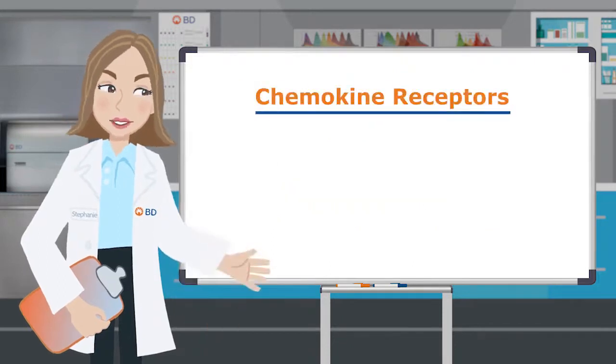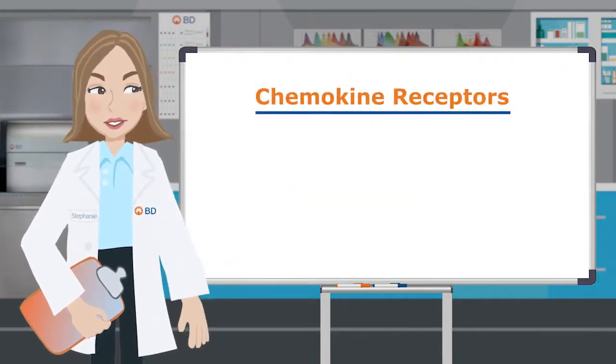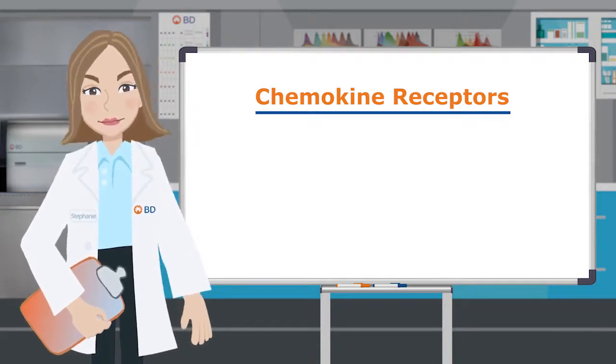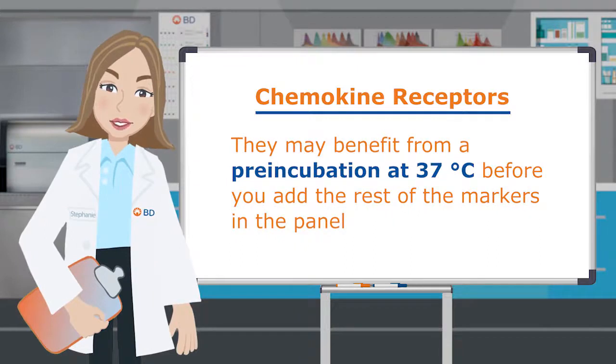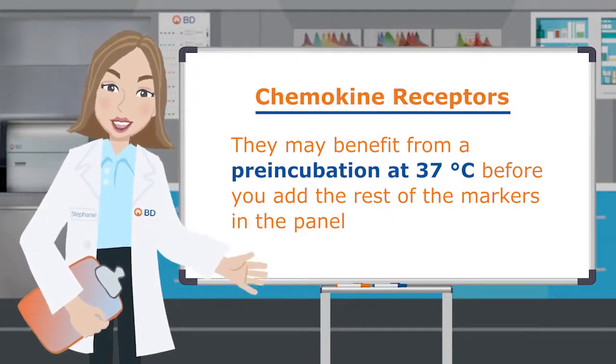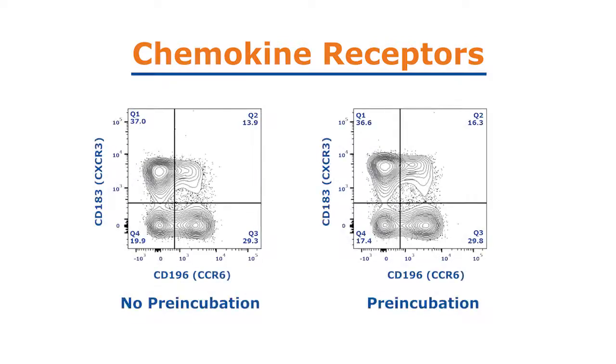For example, chemokine receptors undergo a basal level recycling that is enhanced by the binding of their appropriate ligand. This means they may benefit from a pre-incubation at 37 degrees before you add the rest of the markers in the panel. Here we see human PBMC stained for CXCR3 and CCR6 chemokine receptors.